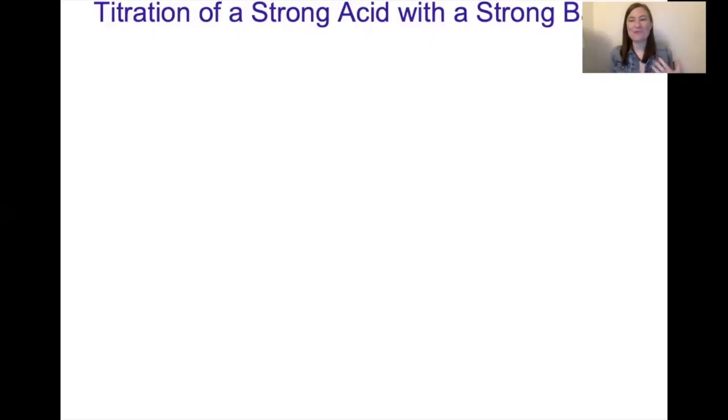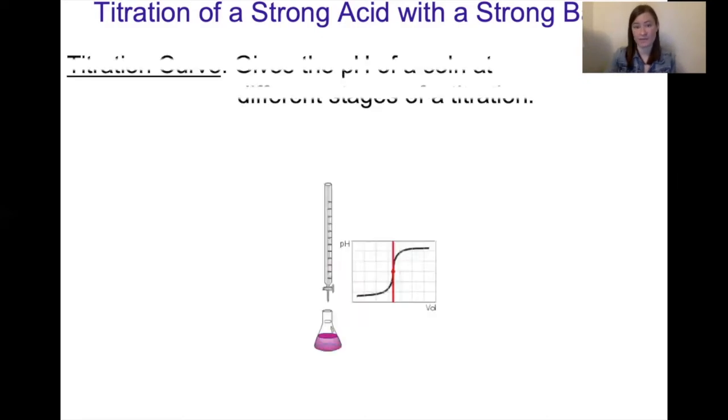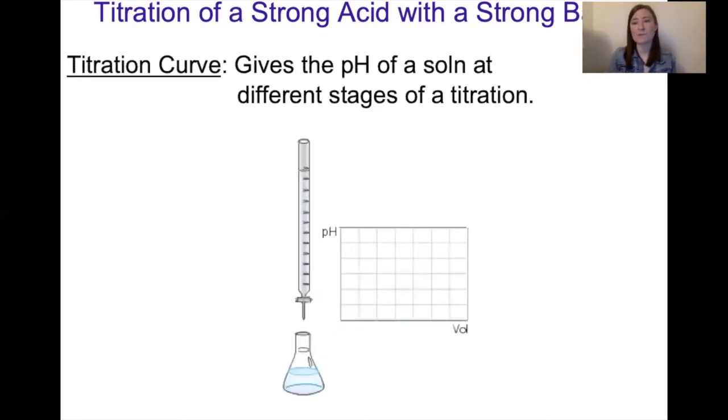Cool. Now that we've gone over some basic titration calculations, I wanted to get into a little bit more depth of what happens when you titrate a strong acid with a strong base. As you perform a titration, you can graph the pH as a function of the volume of base that's been added, right? And what you'll see is this very characteristic S-shaped curve. This is called a titration curve.